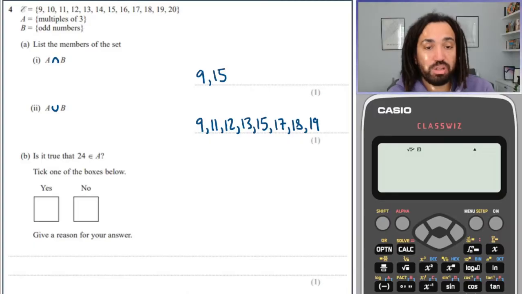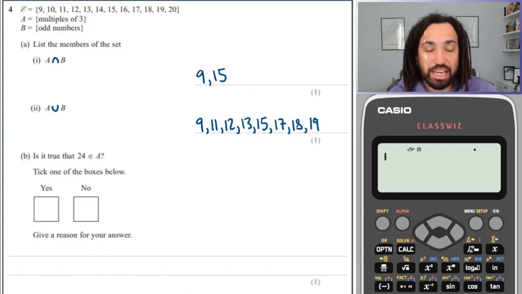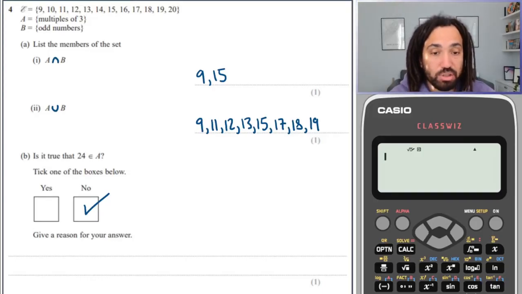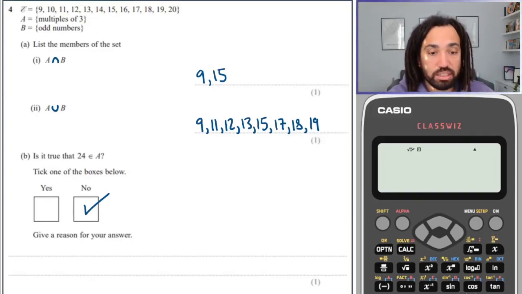Is it true that 24 exists in A? Tick one of the boxes, explain your answer. The answer is no. It is a multiple of 3, so you might think it is in A, but it's not in the universal set. And A is part of the universal set, so therefore 24 is not in A.